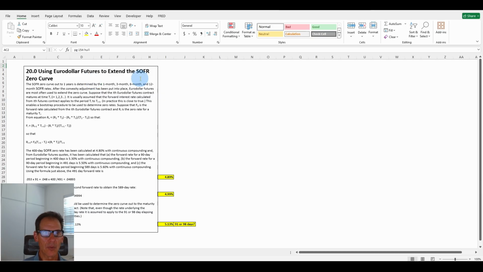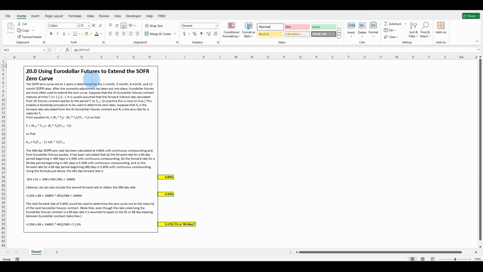I just like SOFR. Why? It's just easier to say. SOFR is just my language. I don't know if anyone else uses it, but that's what I use. So we're going to use Eurodollar futures to extend the SOFR zero curve.